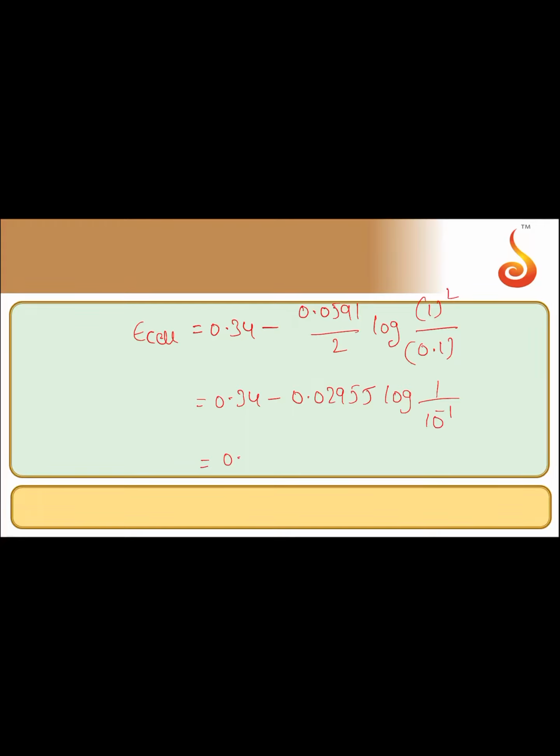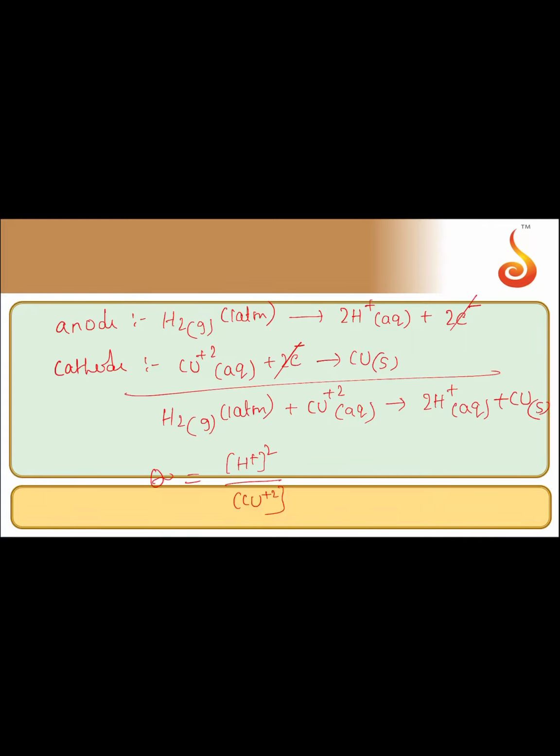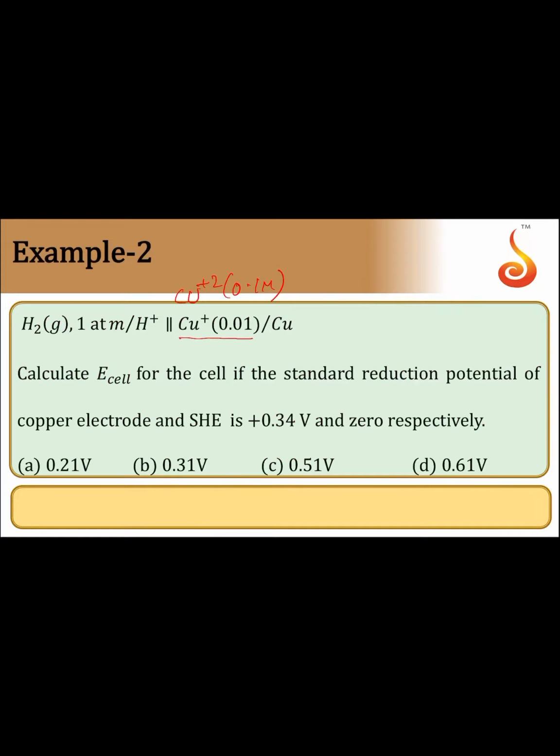So 0.34 minus 0.02955 times log of 10 power minus 1. If you bring it on top it will become 10 power 1, and log 10 is 1. So here, if you subtract, we'll get the value 0.31045 volts. So the answer for this question is 0.31.